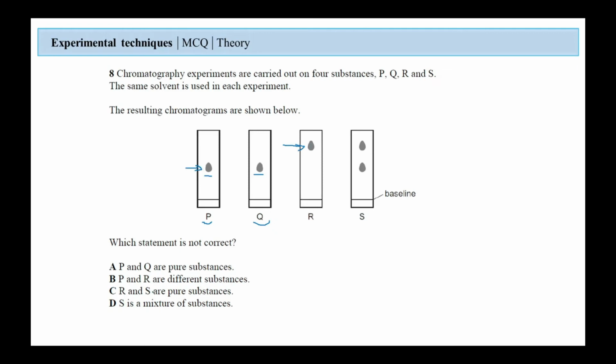On C, we have R and S are pure substances. Actually, R is a pure substance because it's showing only one spot, but S is showing two different spots, which means it's composed from two different substances. So S is not a pure substance. And D, S is a mixture of substances. Yes, S is a mixture of substances because it's showing two spots. So which statement is not correct? It's C, because R and S are pure substances. R is a pure substance and S is not a pure substance. It is a mixture.